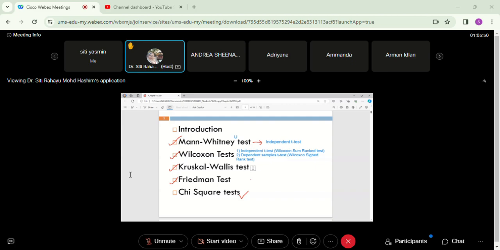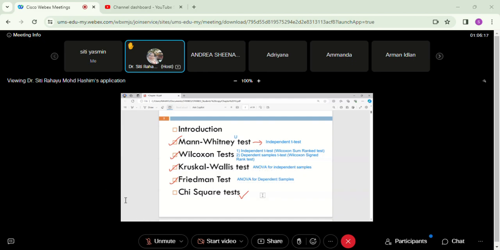Okay, for Kruskal-Wallis, this one is the option for the ANOVA for independent samples, whereas the Friedman test is for the ANOVA for dependent samples. So I hope you can remember this well.